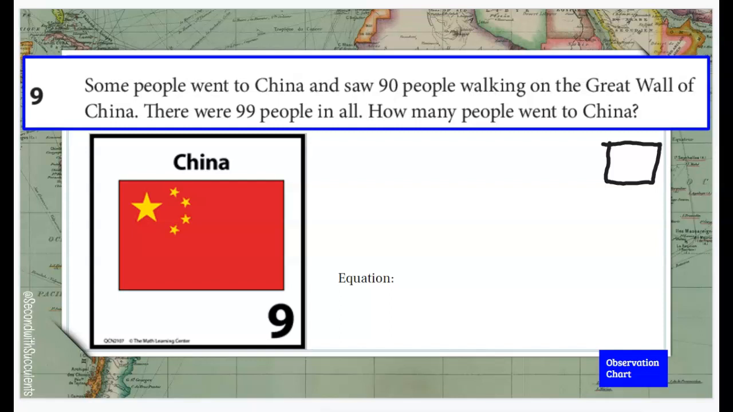Some people went to China and saw 90 people walking on the Great Wall of China. There were 99 people in all. How many people went to China?